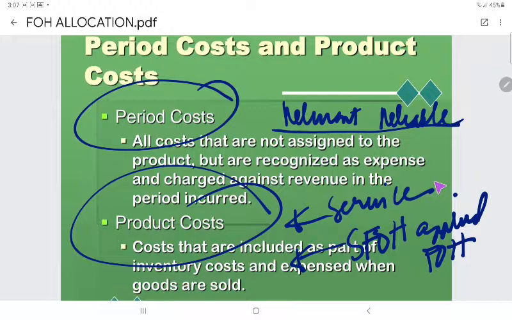And I do remind you that the service costs, these are actual costs that we need to allocate.